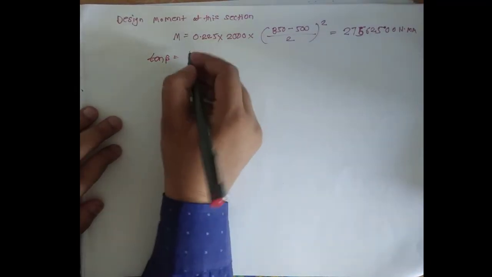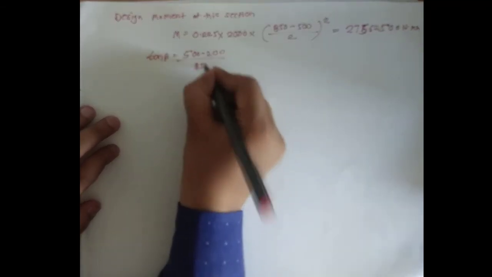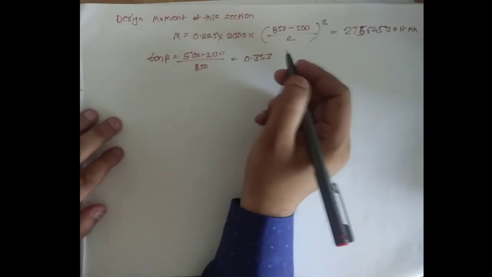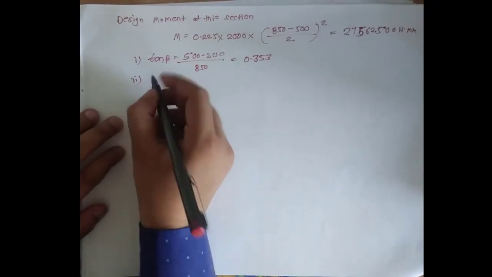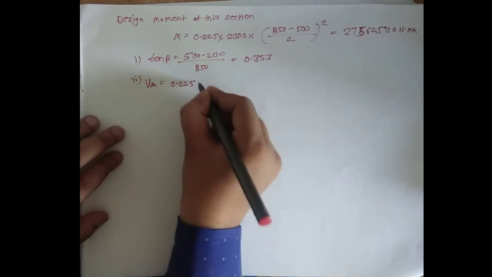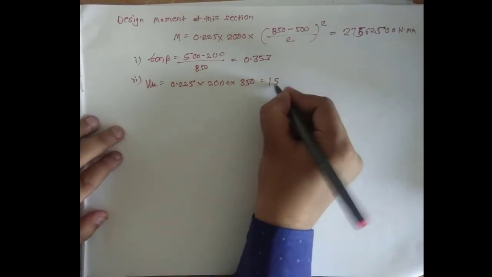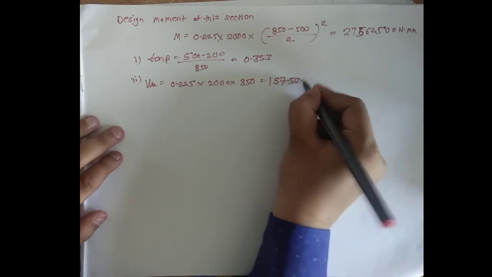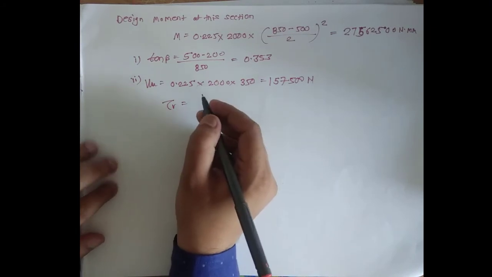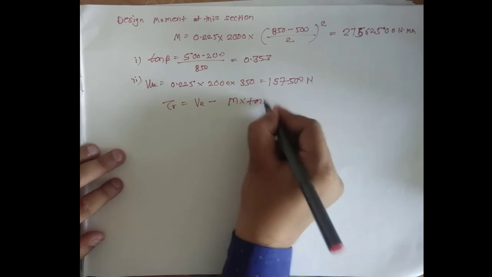Now tan of beta is equal to (500 minus 200) divided by 850. So it is coming out to be 0.353. Okay, this is first, and again second we have shear force: 0.225 into 2000 into 350. So it is coming out to be 157,500 Newton.